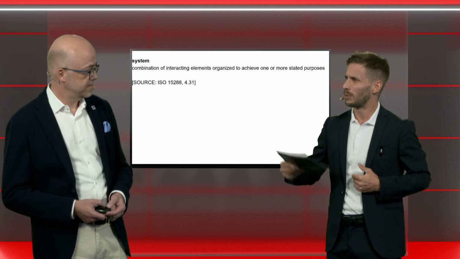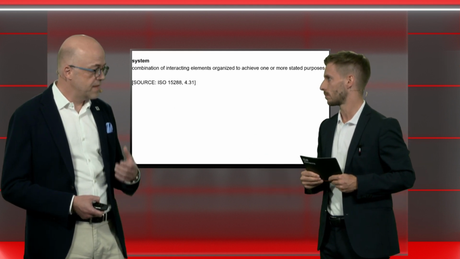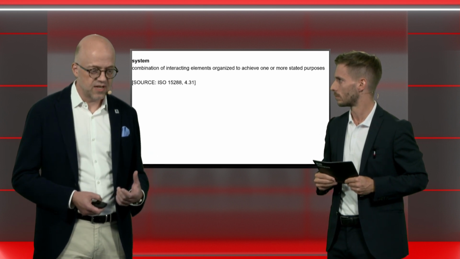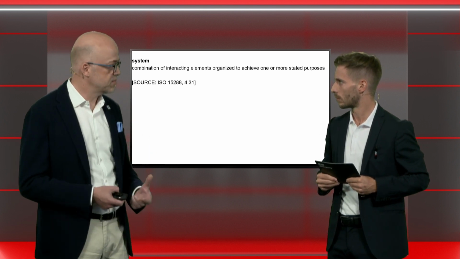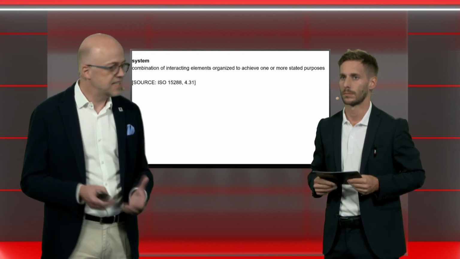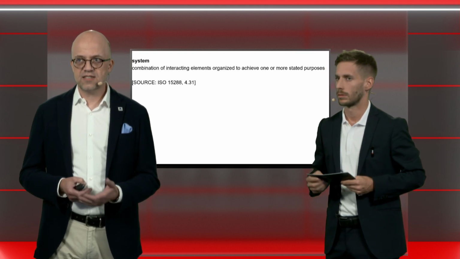Okay, can we go a little bit deeper into what you explained? Yeah. Maybe we need to define what a system is. As certified systems engineers, we believe in the definition of systems taken from the ISO 15288 standard. That's the standard for systems engineering. The definition says that a system is a combination of interacting elements organized to achieve one or more stated purposes.